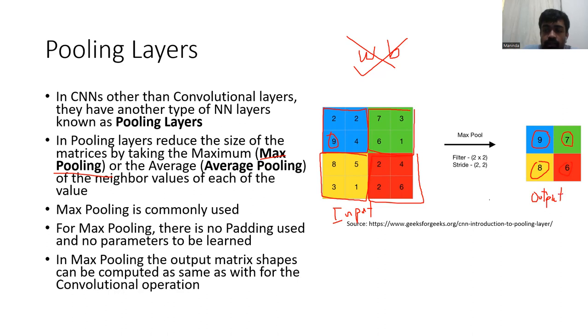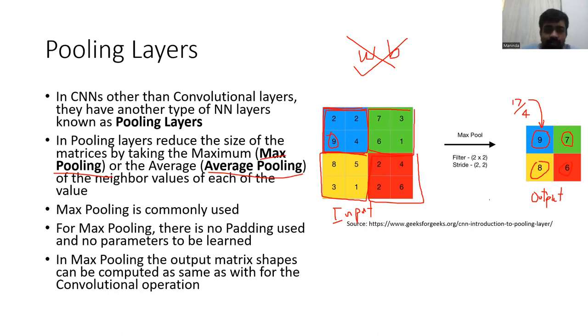It is smaller than the earlier one, right? But the advantage is that you don't have to train any weights or biases to calculate the pooling. You just apply the maximum value for max pooling. You can also have another type of pooling known as average pooling, where you take the average of these four values. For example, 2 plus 2 plus 9 plus 4 is 17, divided by 4, is the value that should come here if we used average pooling.